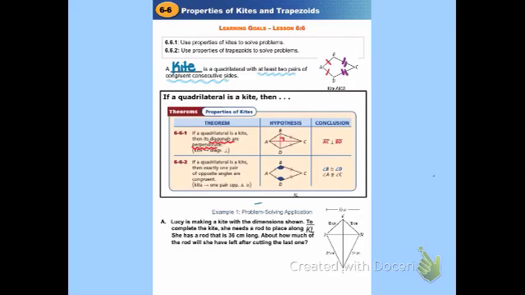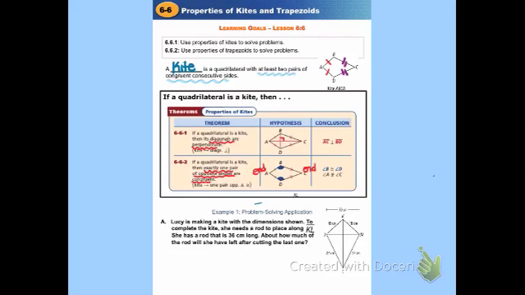Now another property of a kite is, if a quadrilateral is a kite, then exactly one pair of opposite angles are congruent. When it says exactly one pair of opposite angles, how do you know which pair? Here's how we could say this. The two angles where the equal sides meet are actually called ends. So this would be called an end here, and this would be called an end. It's not those angles, it's the non-end angles.